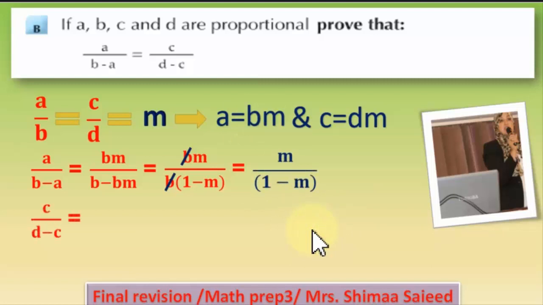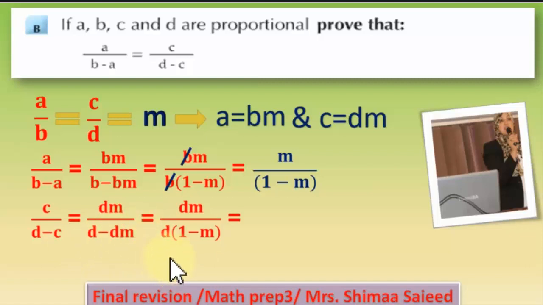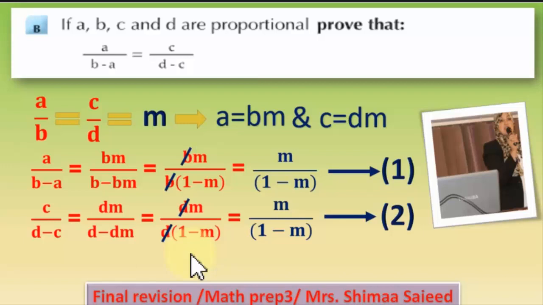What about c over d minus c? c equals dm. So write dm over d minus dm. d is the common factor between these two terms. So we can take d as a common factor. dm over d times (1 minus m). We can cancel d. So the result is m over 1 minus m. The same. So a over b minus a equals c over d minus c.